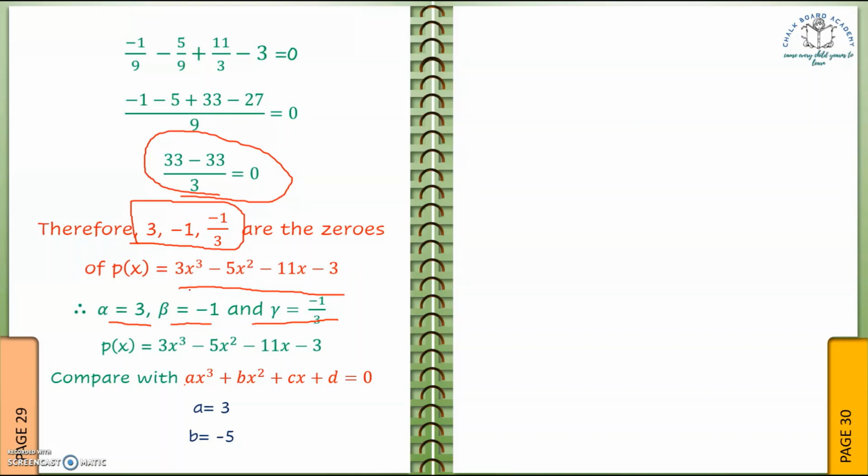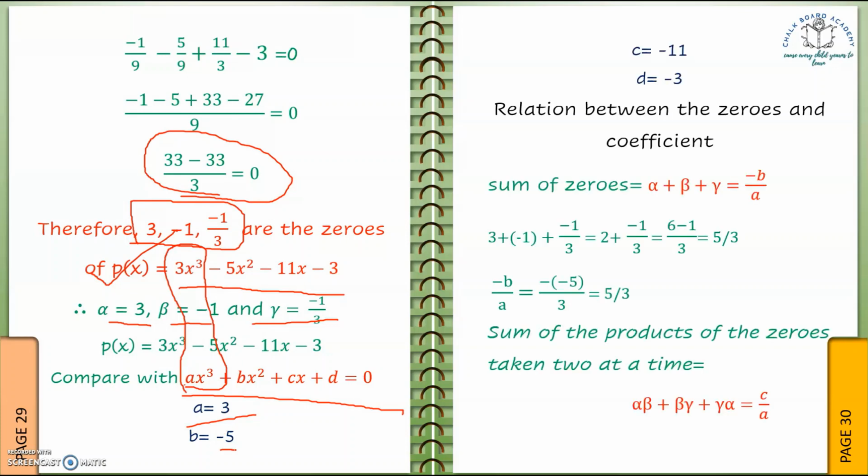Now we are just comparing this px with this general form, that is ax cube plus bx square plus cx plus d. So by comparing, we can say that ax cube is equal to 3x cube. So a is equal to 3, and then similarly b is equal to -5 and c is equal to -11 and d is equal to -3.